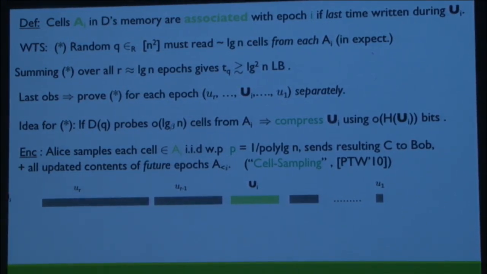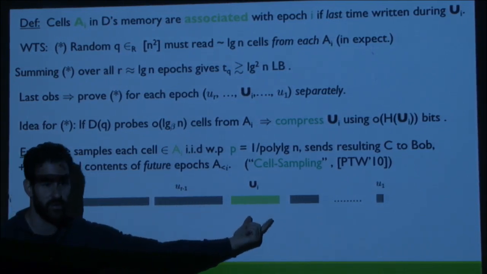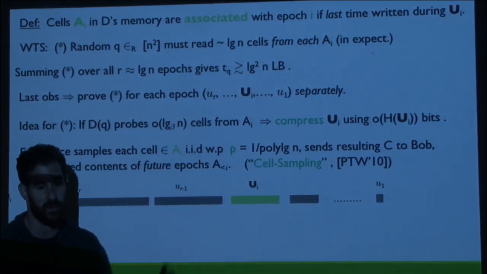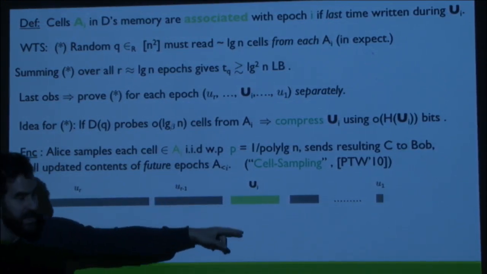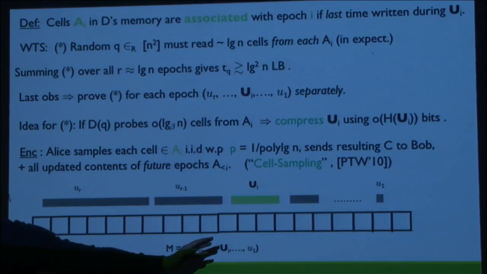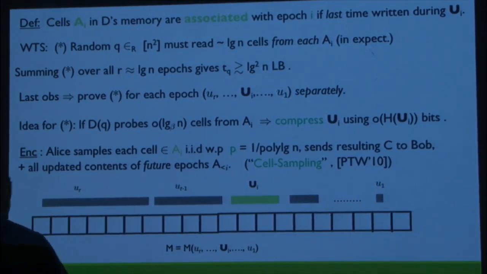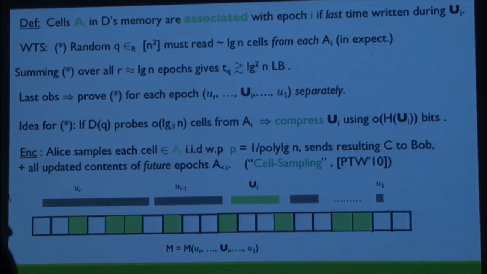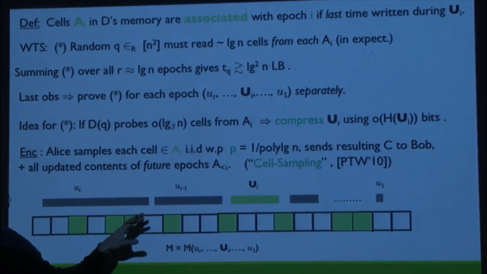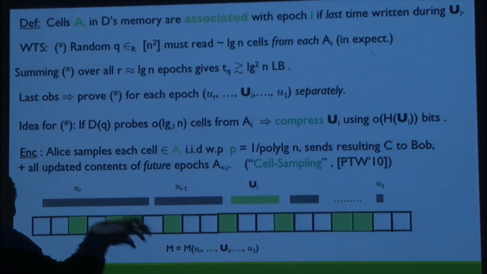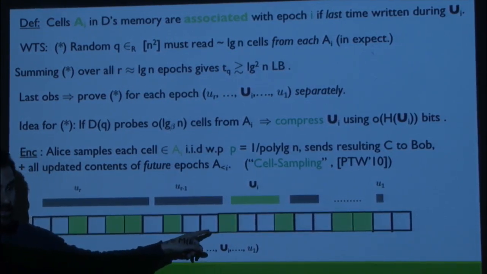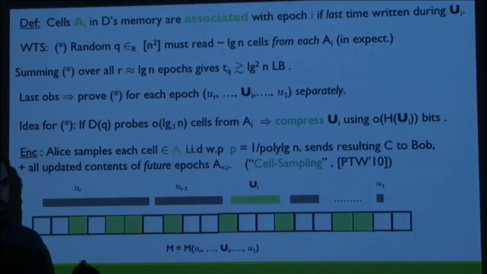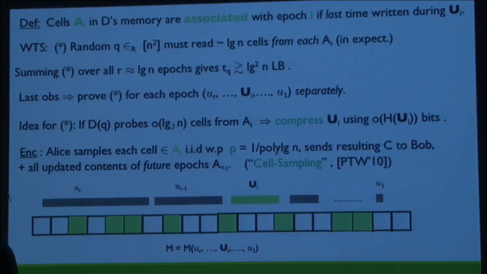So what is Alice going to do? She wants to encode the ith epoch. Instead of just naively sending it, she's going to first generate the memory state of the data structure. She has all the information to do that, right? She has the entire update sequence. And from now on, the light green cells are going to be precisely the associated cells. These are the cells that were probed for the last time in this ith epoch. Remember, it's a partition of the cells.